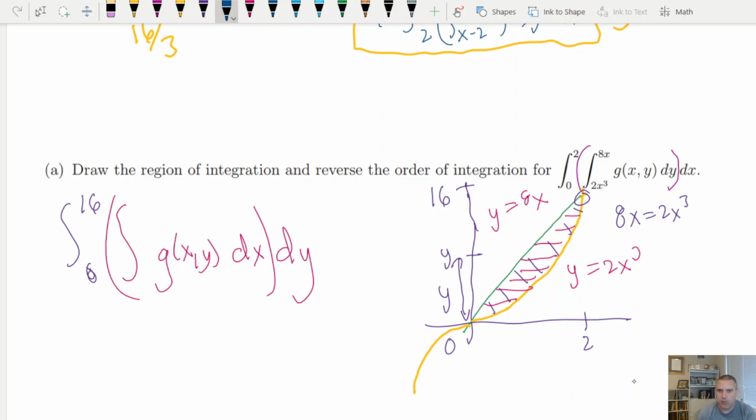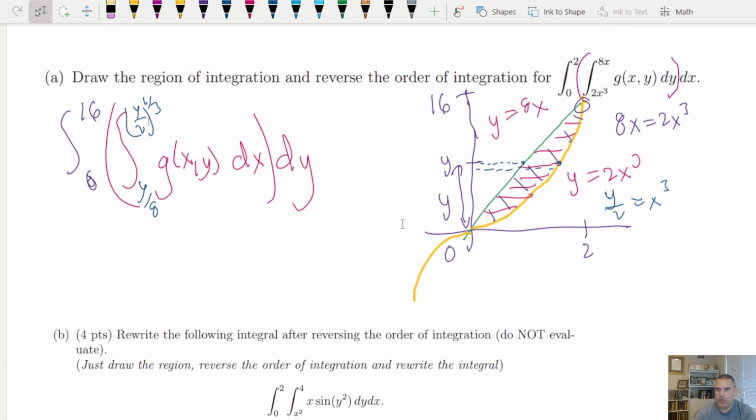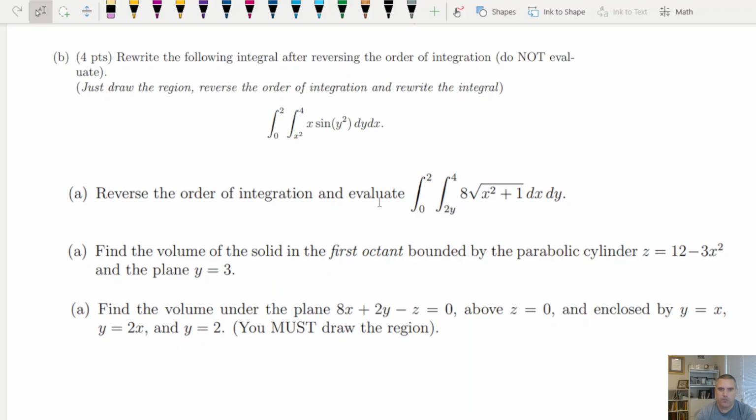Okay, so I need to label where that is and where that is, but I need to label it in terms of y. So I need to rearrange. The lower bound is y over 8. By lower, it means smaller distance to walk. And the upper bound is over here, which I need to solve. So y over 2 is x cubed. So this is going to be y over 2 to the 1/3. Done. Lots of places you can practice that, but you can see my number one thought process is draw the region, draw the region, draw the region, draw the region.